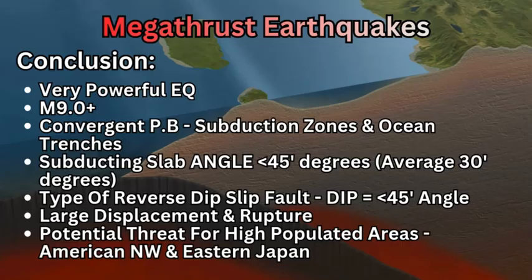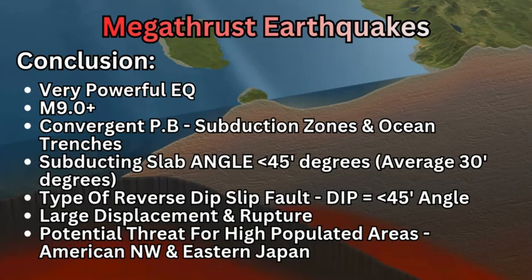Now, these areas around the world pose potential future issues for areas such as the Cascadia subduction zone of the northwest states of America, Oregon and Washington, and British Columbia in Canada, whereby this subduction zone potentially has a megathrust earthquake in the future, which will pose a threat to the metropolitan areas within that geographical region.